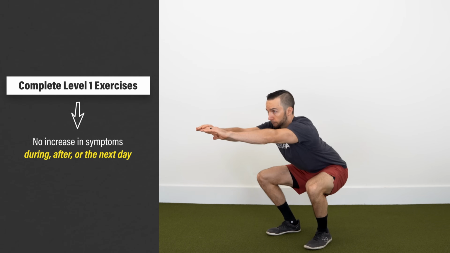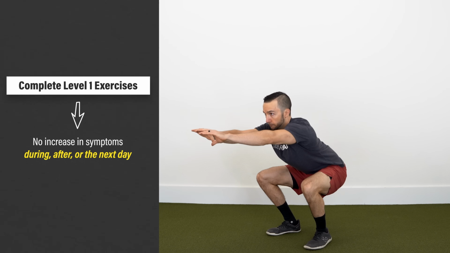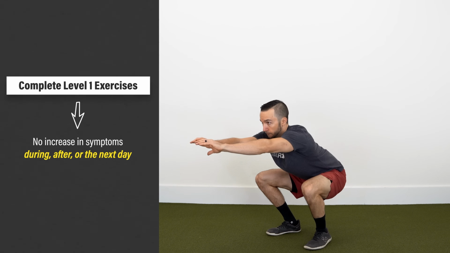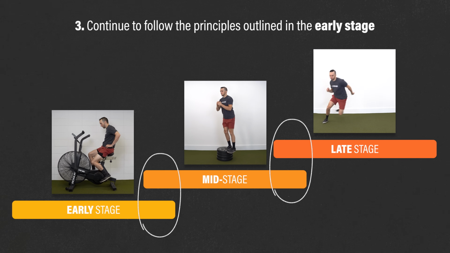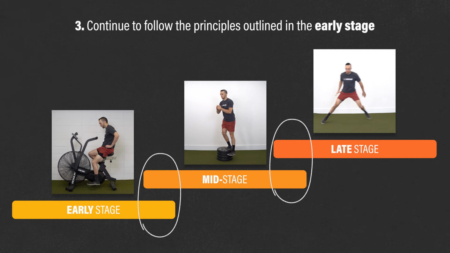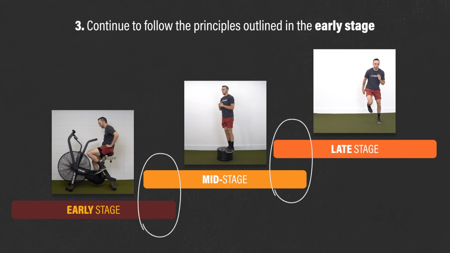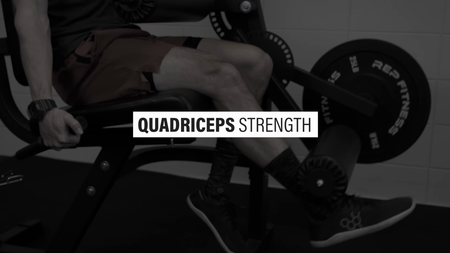Can you perform the level 1 exercises without experiencing a significant increase in swelling or pain during the movement or the next day? And 3, remember, there's overlap between the stages, so even after starting this stage, you will continue to follow the principles outlined in the early stage. Category 1, quadriceps strength.